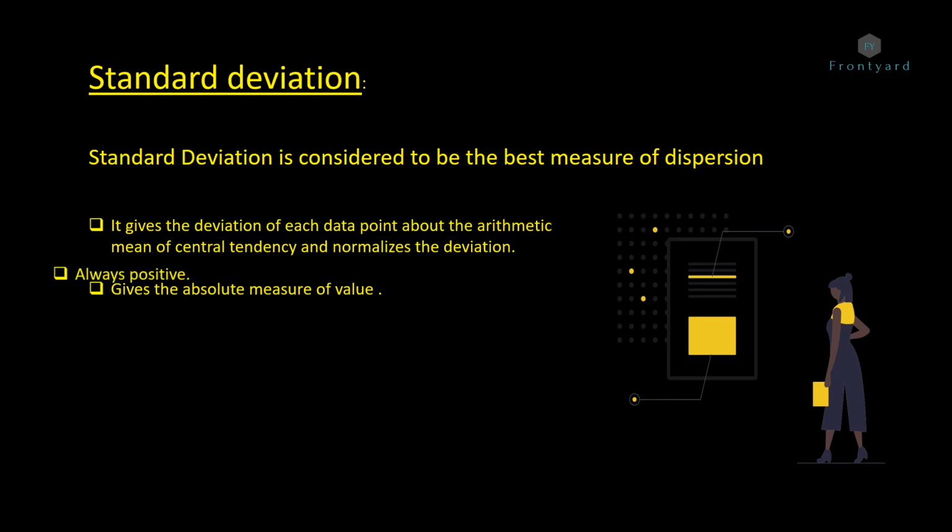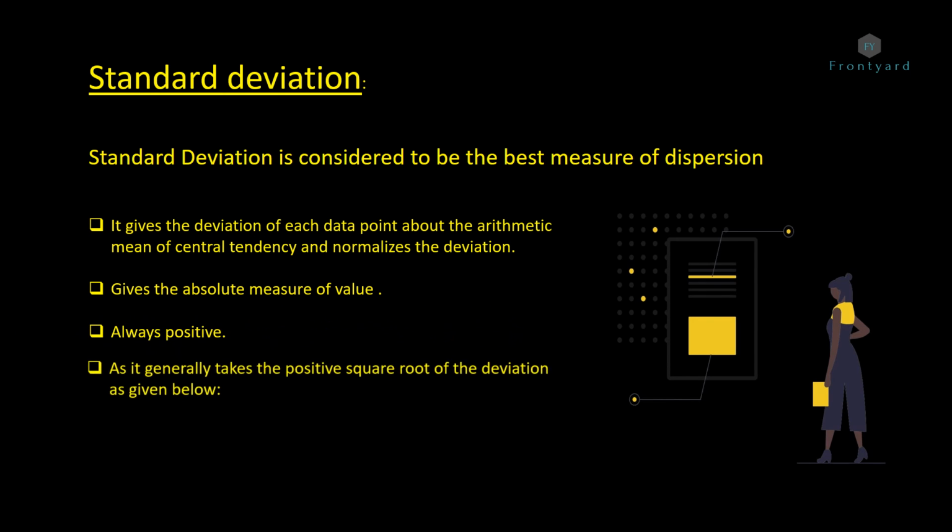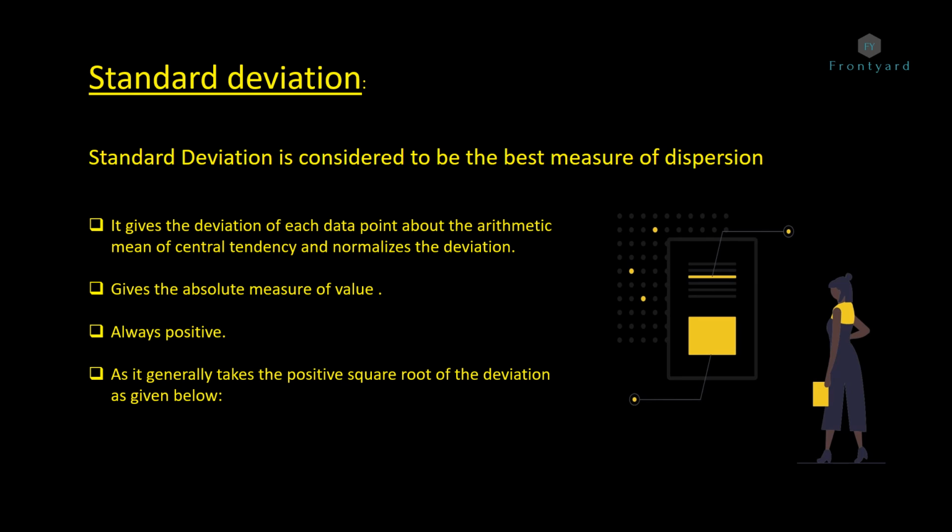The value of standard deviation is always positive as it generally takes the positive square root of the deviation as given below. The standard deviation takes the formula: square root of the summation of the data point, that is x, minus its mean, the whole square, by n minus 1, where n is your total number of observations.